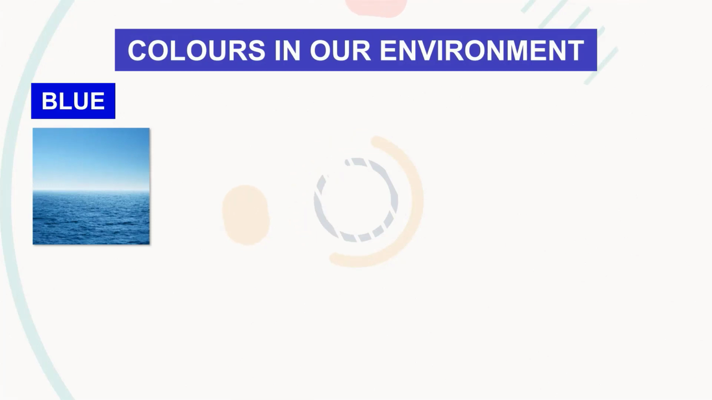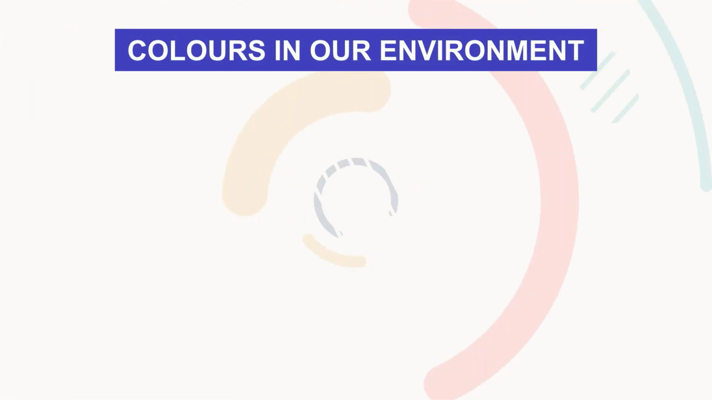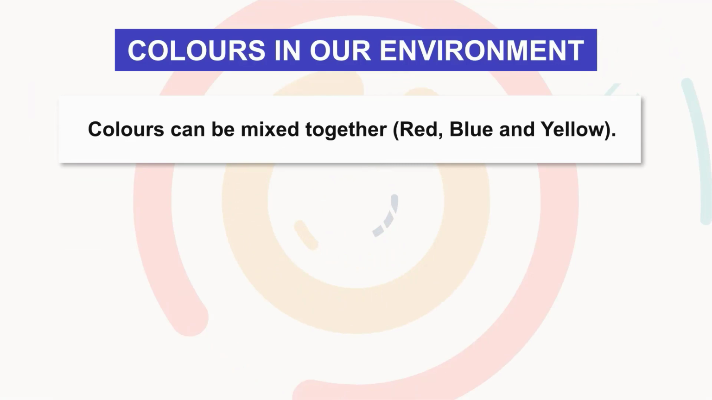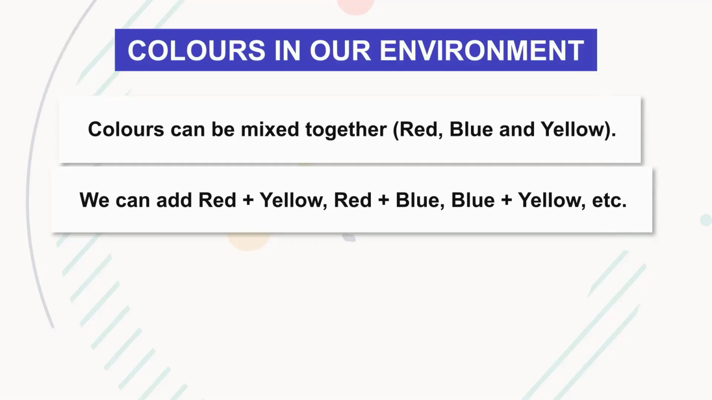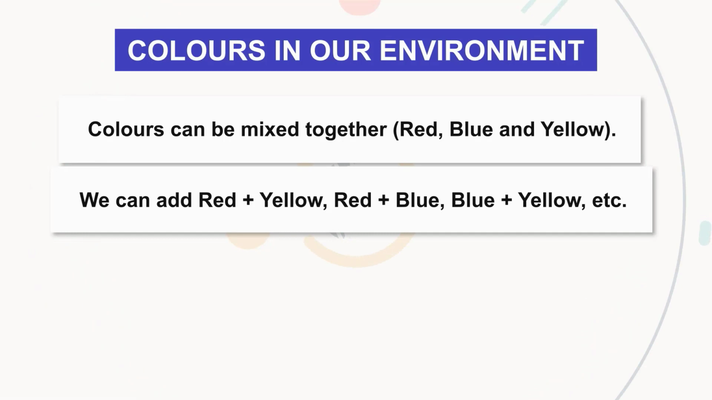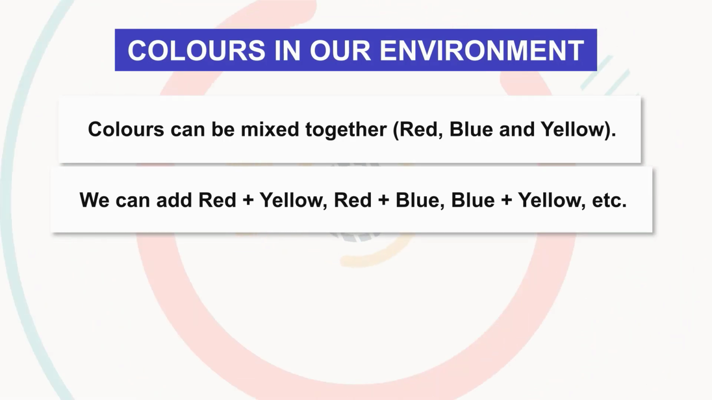Colors can be mixed together. For example, red, blue, and yellow. We can add red plus yellow, red plus blue, blue plus yellow, etc.